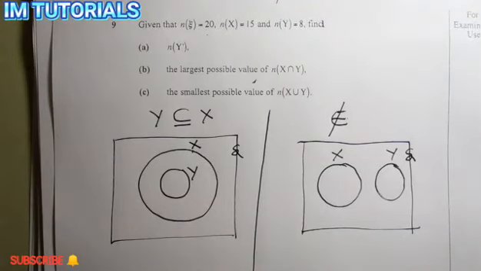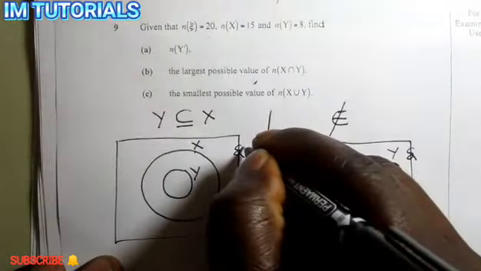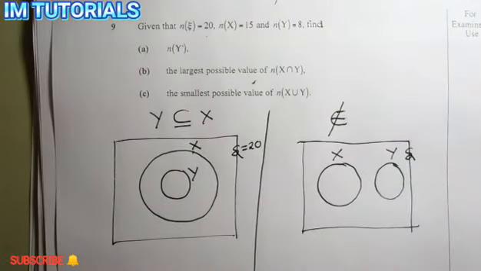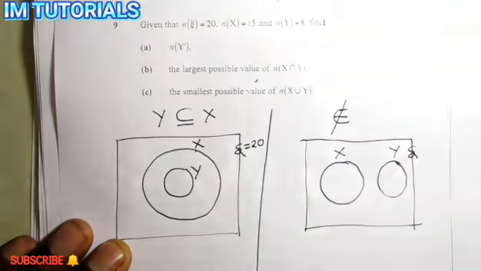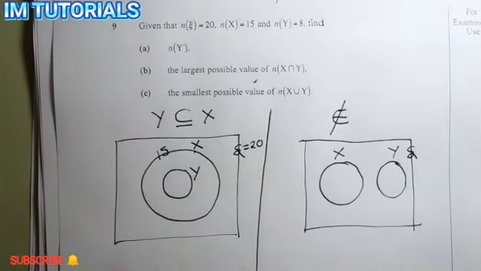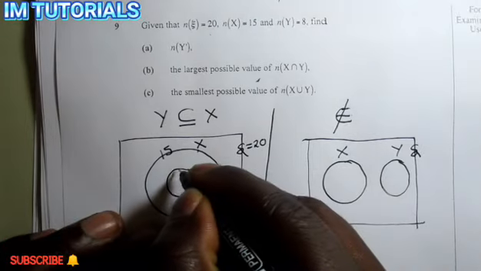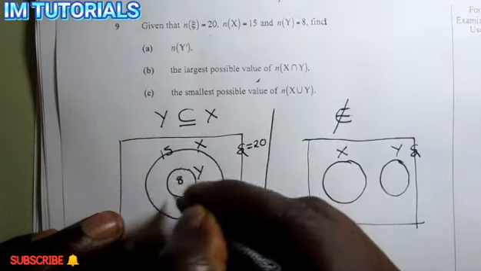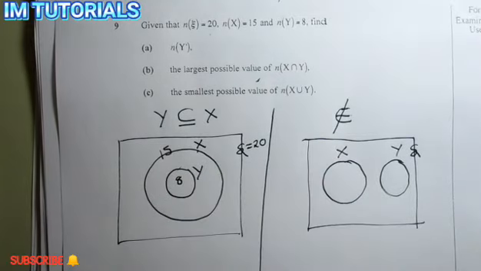Let us concentrate on the left side first. Remember, 20 is the number of the universal set, so I'm going to put 20 here. Then x is representing 15, so 15 is going to be written on the circumference of x. Then 8 is representing y. Even if we write 8 on the circumference, it means that 8 is representing the entire circle of y, so you can just write 8 inside of y.